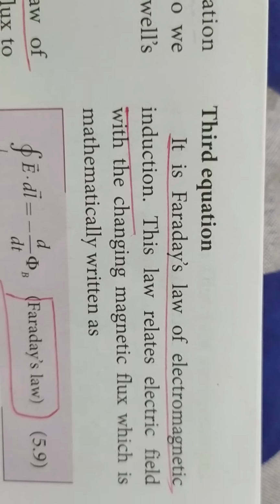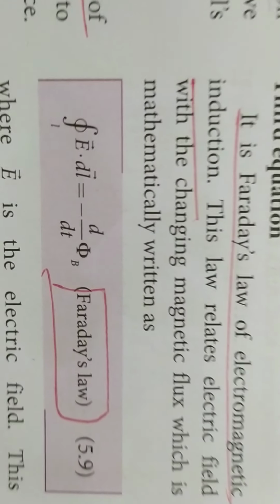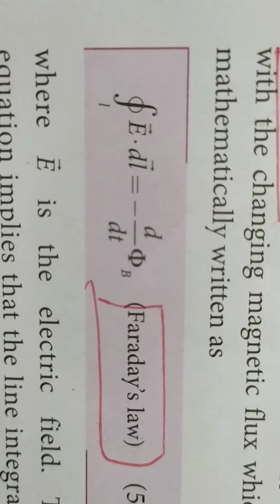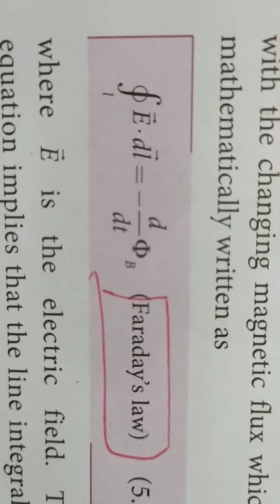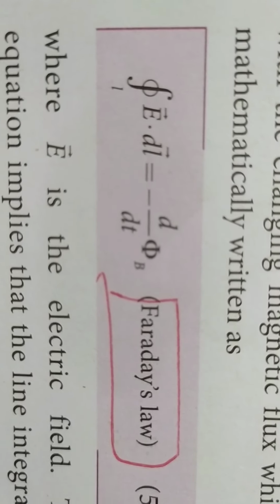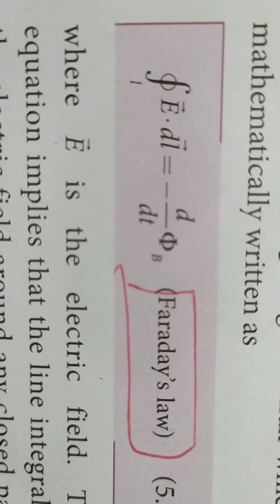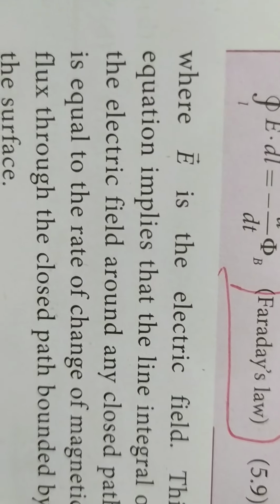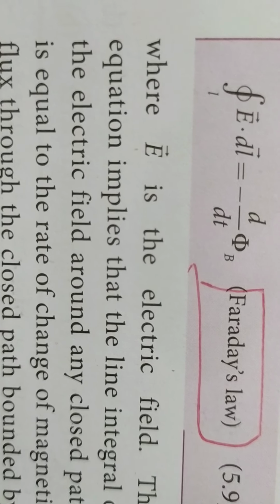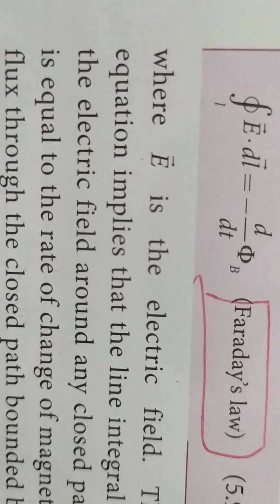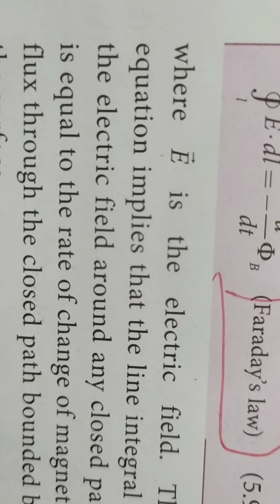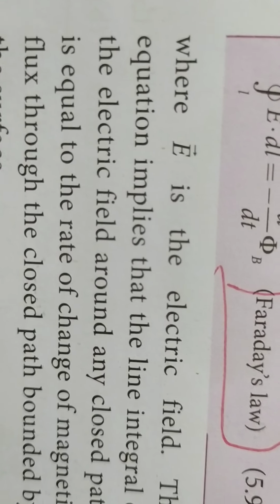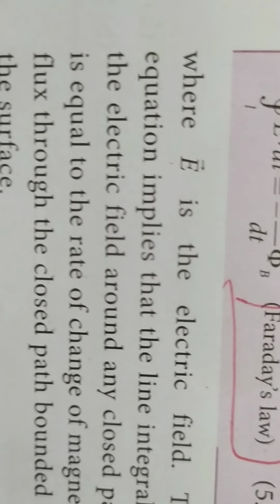And the third equation is nothing but Faraday's law of electromagnetic induction, that is integration over L E vector dot dl vector is equal to minus d by dt of phi b, and this is nothing but Faraday's law of electromagnetic induction. And you know here E vector is the electric field and d phi by dt is the rate of change of magnetic flux. So this changing magnetic flux produces the electric field.